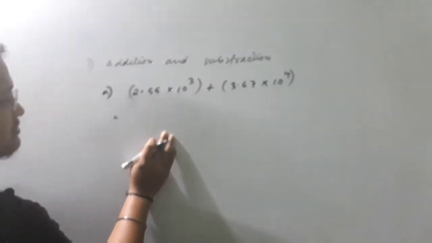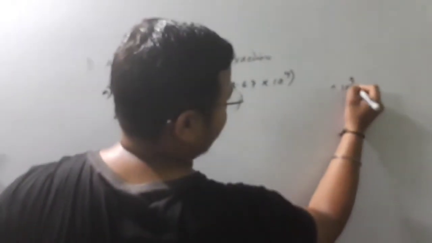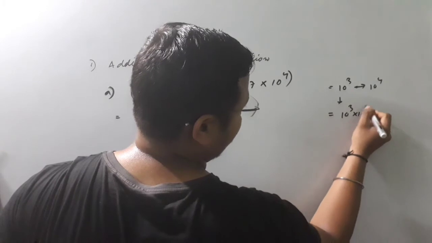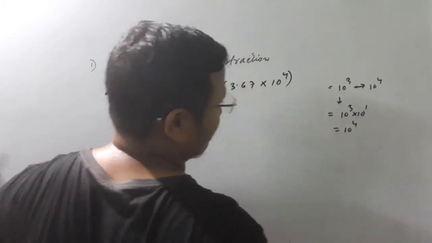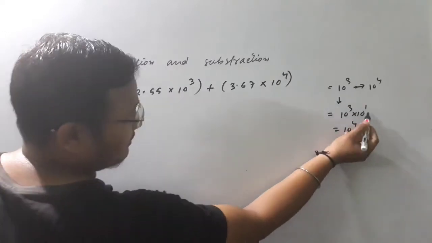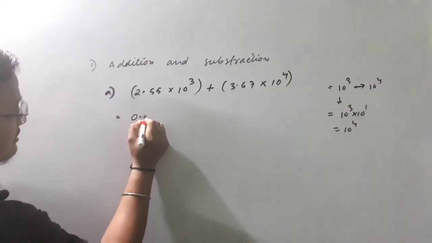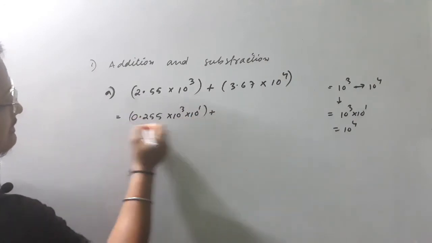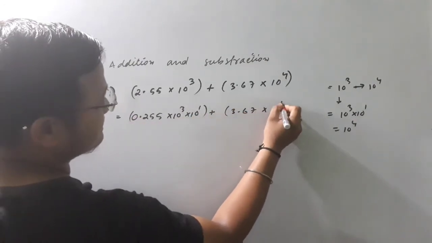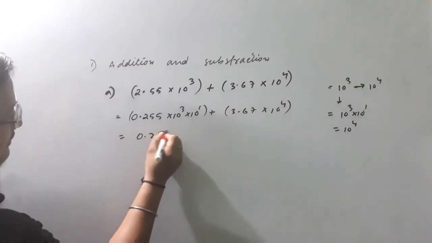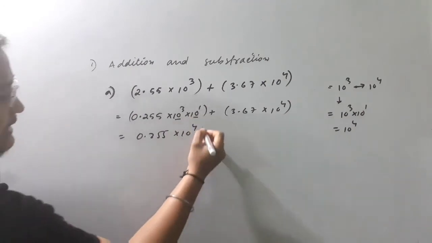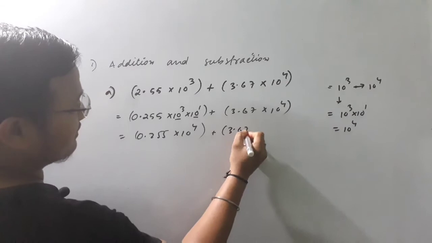3 to 4. Now look, if this 10 to the power 3 has to be converted into 4, what do we have to do? 10 to the power 3 into 10 to the power 1, right? We have to do this, then only it will be 10 to the power 4. Now if we add an extra 10 to the power 1 here, we will place the decimal point one place earlier, right? So it will become 0.255 into 10 to the power 3 into 10 to the power 1. Then the rest you leave as it is. Now it becomes 0.255 into 10 to the power 4, because these are the same base value and they are multiplied, so their powers will be added.